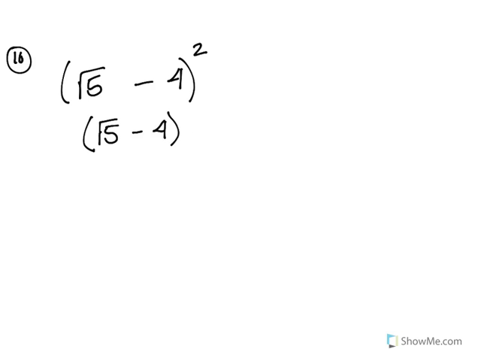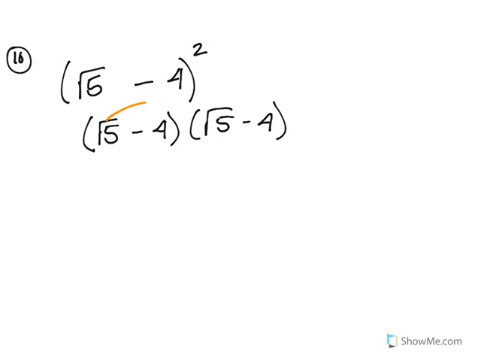Okay. What if I had parentheses, square root of 5 minus 4, and then I put the squared on it? You just do it 2 times. Good. You got the same parentheses 2 times? Awesome. But you still got to do what? You still got to multiply it out, but that just means you got the same thing twice.